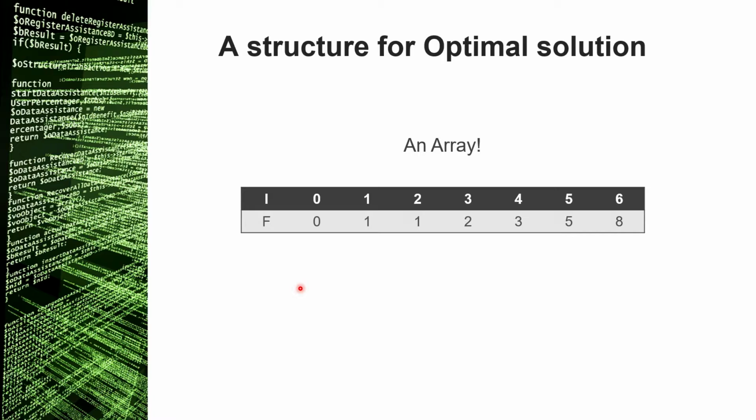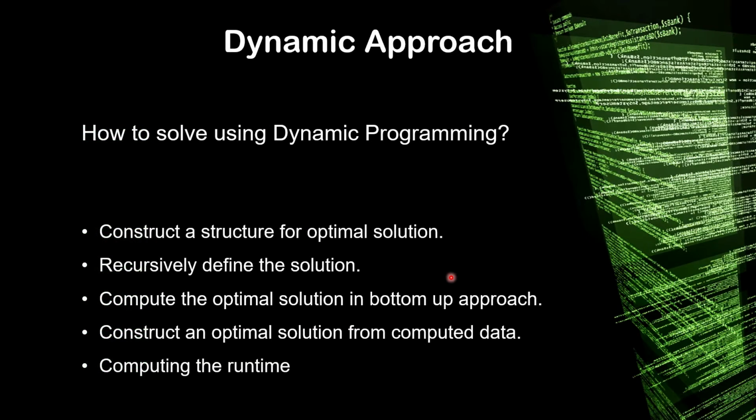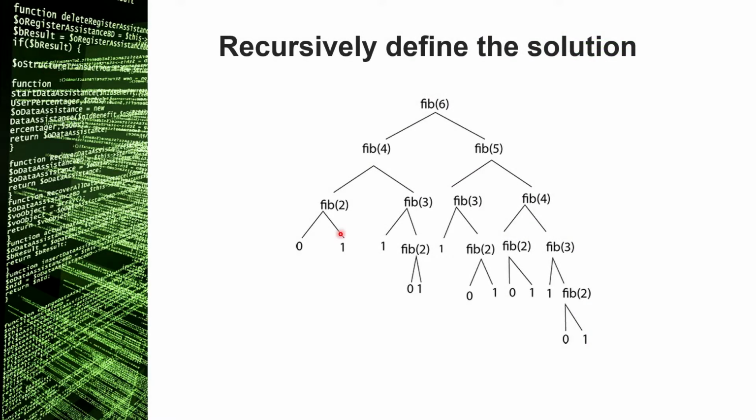According to the approach guideline we saw on the previous page, we have created a structure for the optimal solution, which is an array. Okay, first step done. Now we have created a recursive model of our problem.